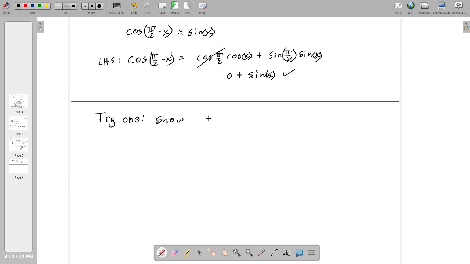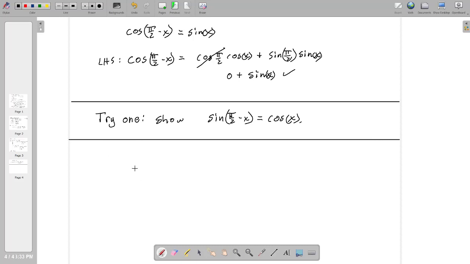Show the cofunction identity. Sine of pi over 2 minus x is equal to cosine of x. It's just the other cofunction identity, the opposite direction. It's just as easy as the way that I did it just before. Just follow the outline.